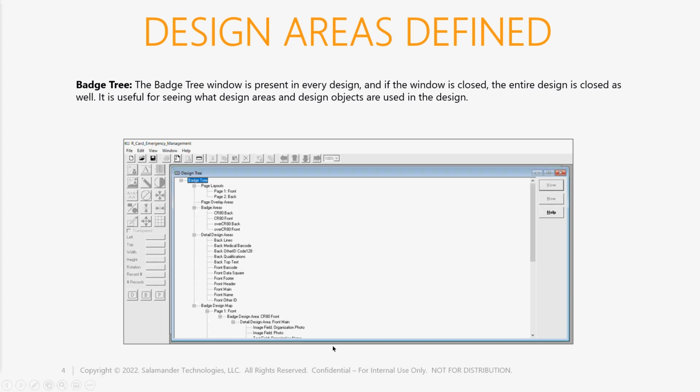So on this screen, you're going to see the badge tree window. So this is going to be present in every design, and if the window is closed, the entire design is going to be closed as well. So the badge tree is going to be useful for seeing what design areas and design objects are used in the design. So I just want you guys to notate that the badge tree, we're not really sure why, but some individuals actually see the badge tree and some do not. You can work off the design off of the badge tree if you like, but a lot of the areas are going to be opened up in different windows in which you would still get access to. So I just want to let you guys know that you may not see the design tree depending on your application.